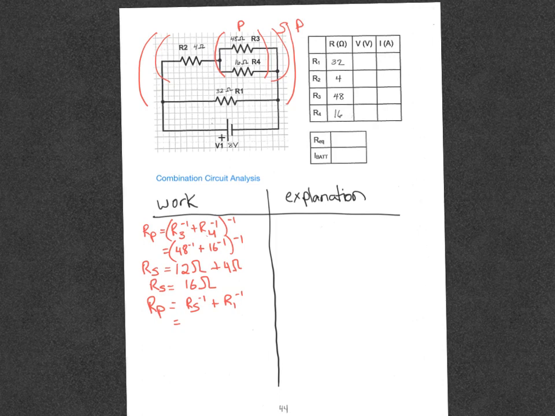So now we have 16 to the negative 1 power plus 32 to the negative 1 power. Take the reciprocal of all of that. And this circuit comes out to have a, it's nice if it's a whole number. It's not the way it always works. The resistance equivalent for the whole thing is 10.67 or 10 2/3 ohms. So we'll put that in our first box.